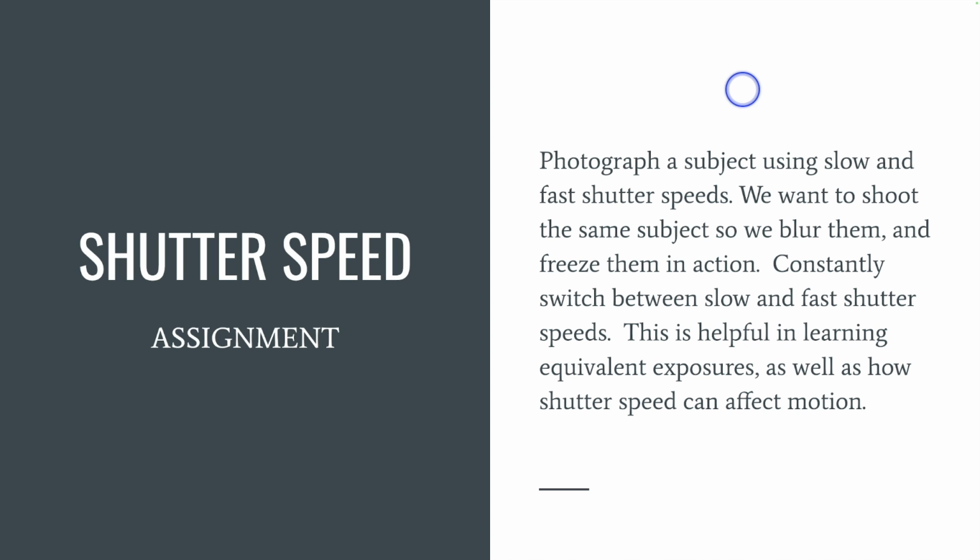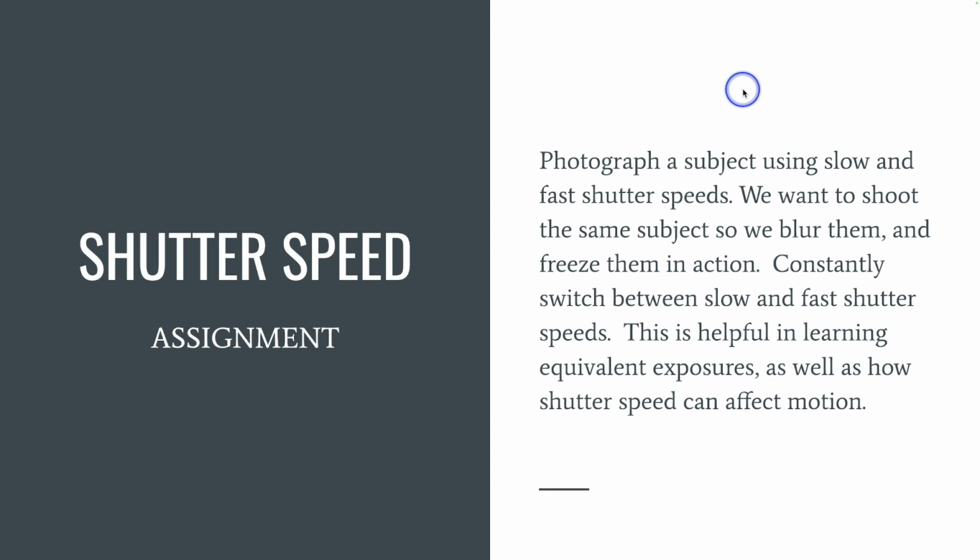So for my class and for anybody who wants to try this, I'm going to give you a shutter speed assignment. And what I want you to do is photograph a subject using slow and fast shutter speeds. And let's think about this. So we're going to have our subject moving and we're going to shoot at a slow shutter speed and they're going to blur. And then we're going to shoot at a fast shutter speed and stop the action.